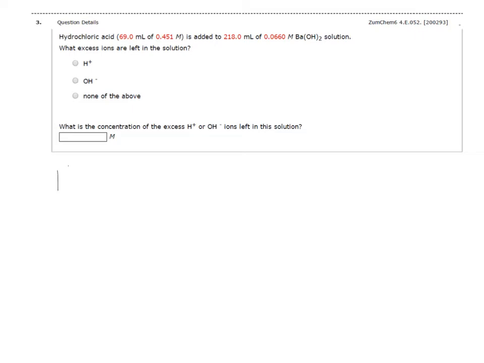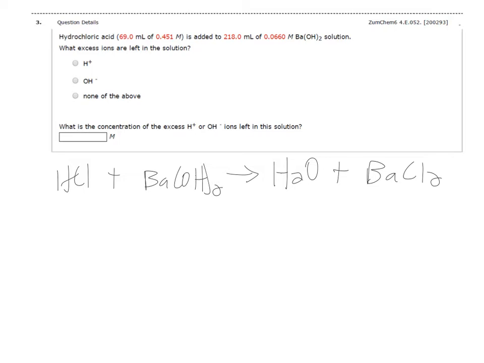Let's start, of course, with a nicely balanced equation. We've got hydrochloric acid and barium hydroxide neutralizing to become water and a salt. And when we balance the equation, we need coefficients of 2 in front of both hydrochloric acid and the water.